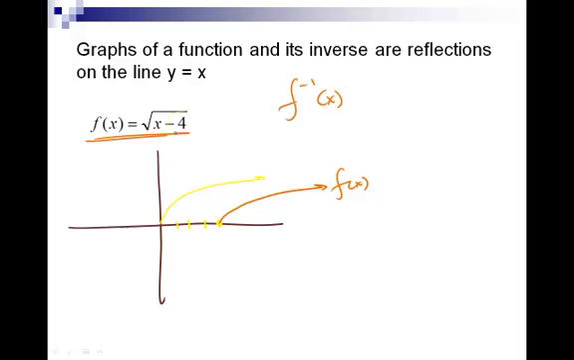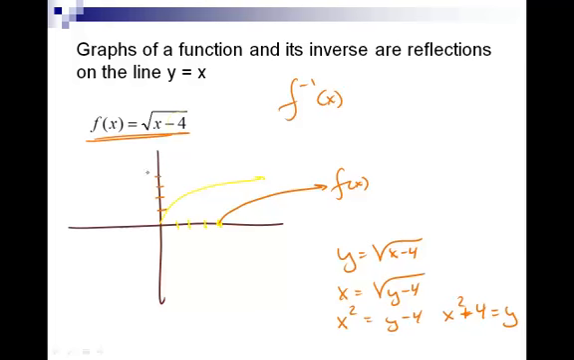Well, let's do it algebraically first. y equals the square root of x minus 4. Switch them around. Square both sides, and we get x squared plus 4 equals y. Well, if I graph that, that is up 4, and it's a parabola. Now, do these look like they are flips on this line? I don't think so.